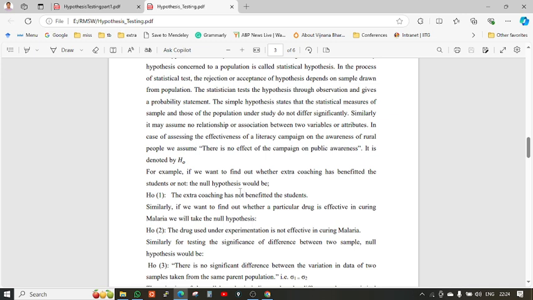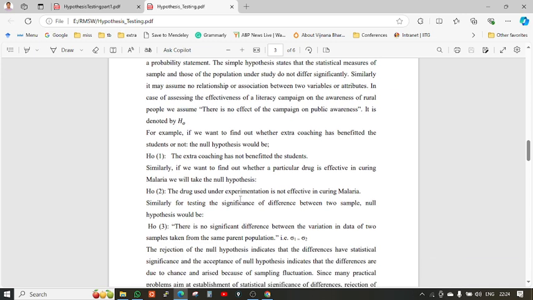Here it is given with so many examples. Let's discuss one by one. So, setting up a null hypothesis, that is, no effect between the campaign process and awareness. This is one example. Second is no extra classes will be needed because no benefit will be given to the students. And also the drug is not effective in curing some diseases.